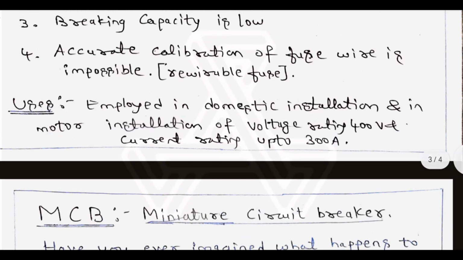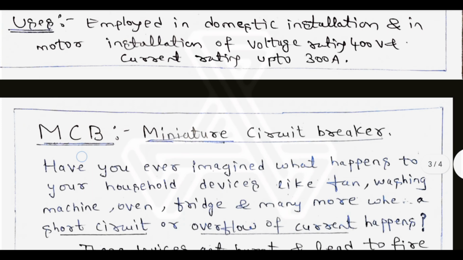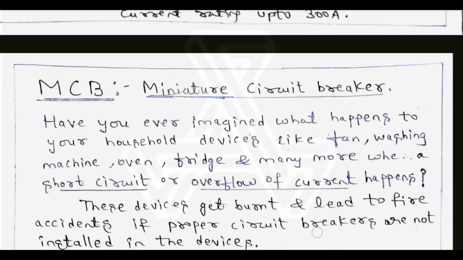Rewirable fuses are employed in domestic installation and in motor installations of voltage rating 400 volt and current rating up to 300 ampere. Miniature circuit breaker, MCB.